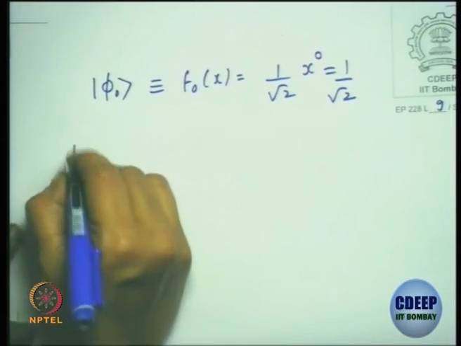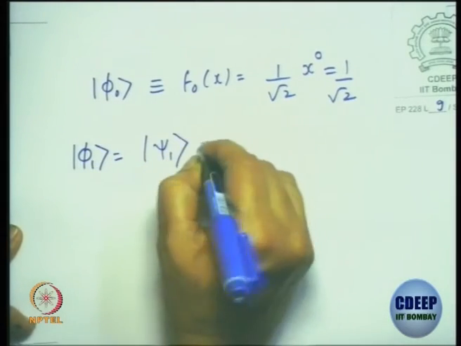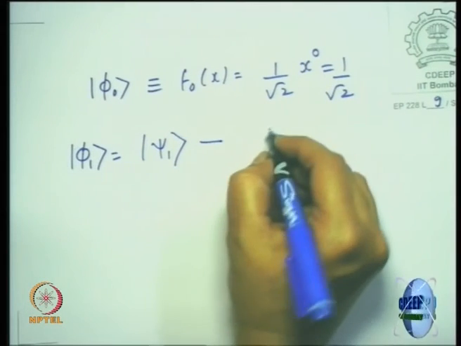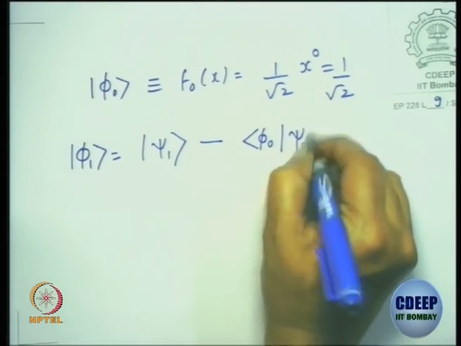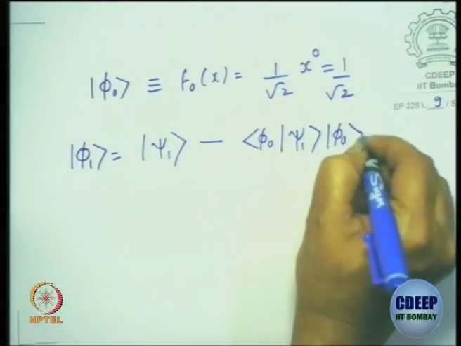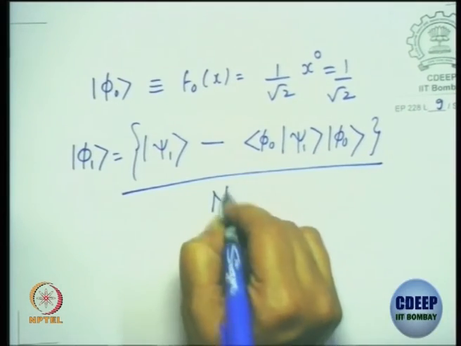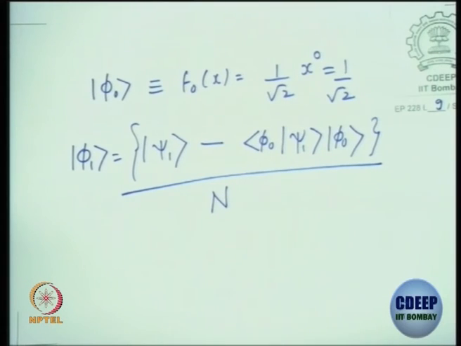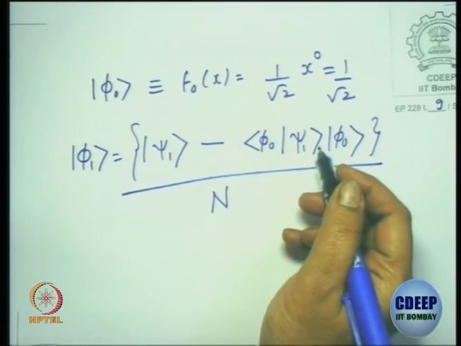If I want to find out what is phi 1, I will start with psi 1 minus, right, you take psi 1 with phi naught, and then whatever is the numerator, you have to put that inner product and put that as a normalization. This is what you would have done in a finite countable vector space. Now we need to write what is this inner product.